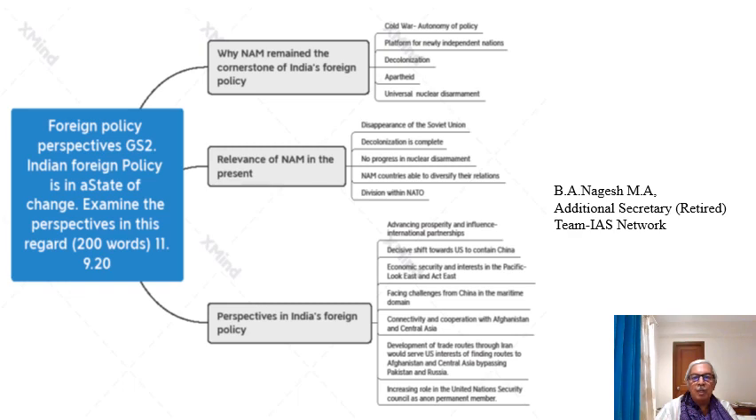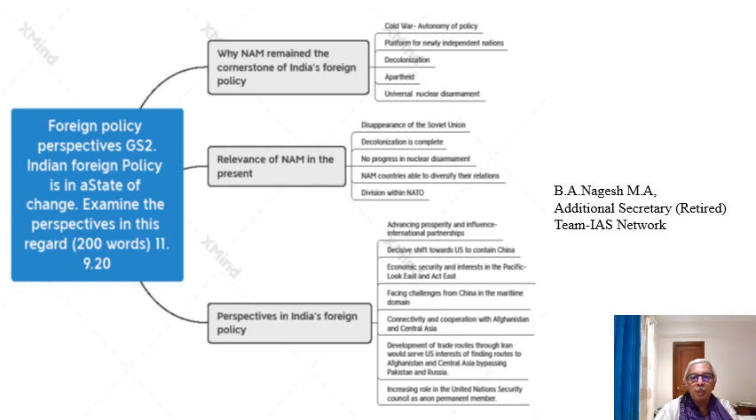Then we spoke of how NAM is relevant in the present. We spoke of the disappearance of the Soviet Union, the two power blocks becoming one, decolonization disappearing, and no progress in nuclear disarmament. Then the countries which were earlier with NAM got new relations and an opportunity to diversify their relations with different countries. Further, the division within NATO. These things question the relevance of NAM in the present.